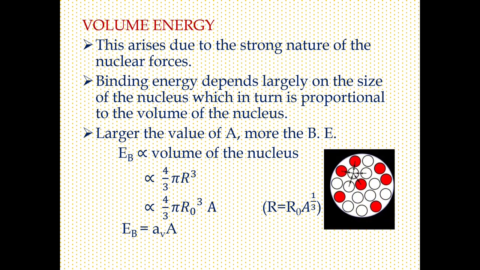So look at the diagram. One nucleon is surrounded by 5 nucleons. So if it is surrounded by 5 nucleons, the attractive nuclear forces will be greater. So the more the number of nucleons, the more is the binding energy, part due to the volume energy.